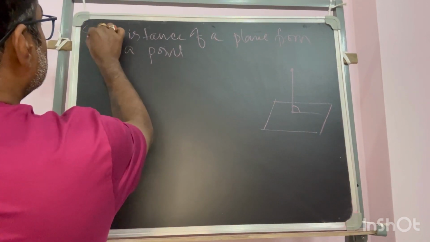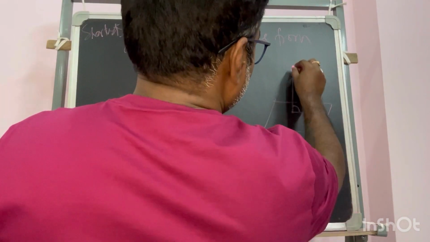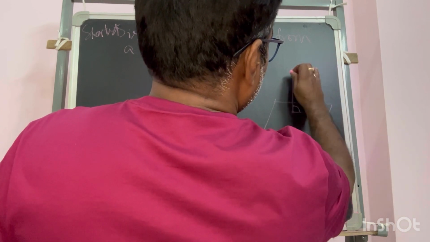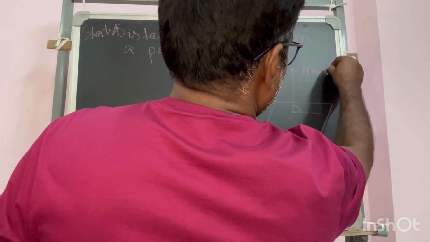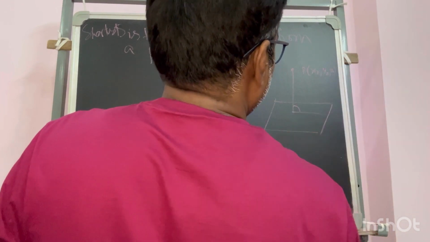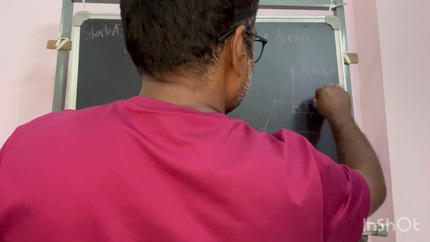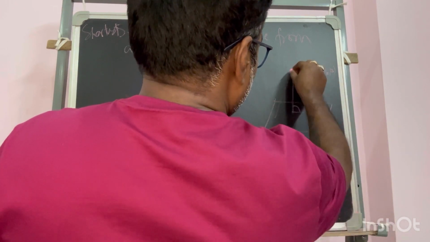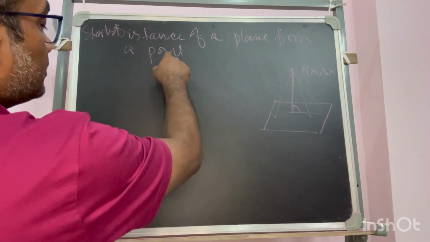So this has to be the shortest distance of a point P, let's say. Okay, P, say I'm taking x0, y0 and z0, a static point on the plane. There could be several distances on the plane from that point, so the shortest one will be the vertical one, and that is the distance.